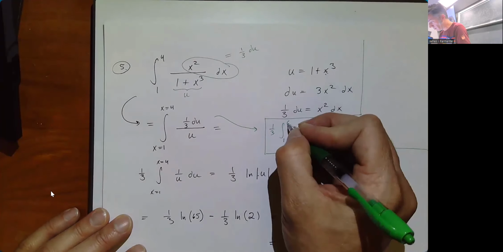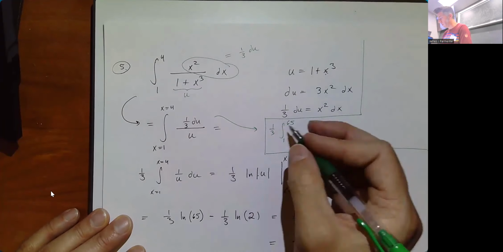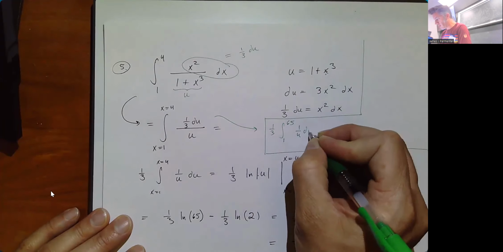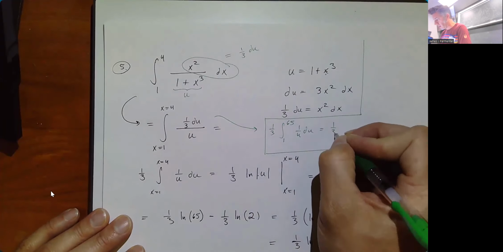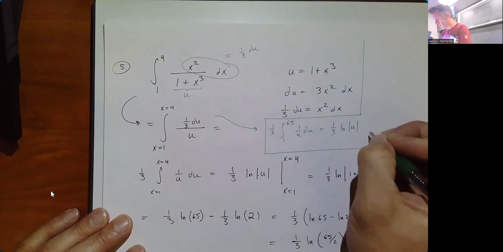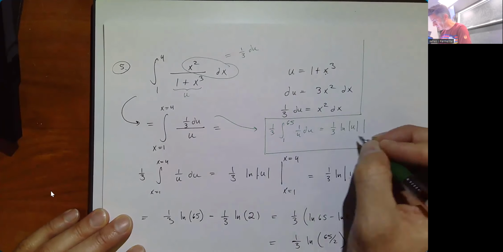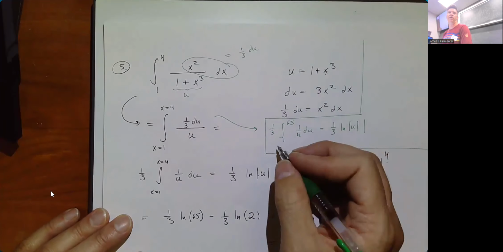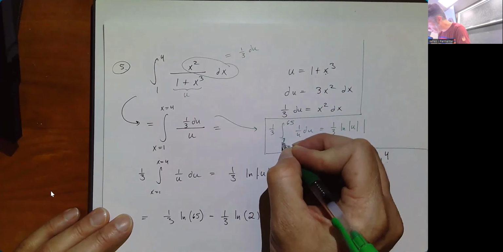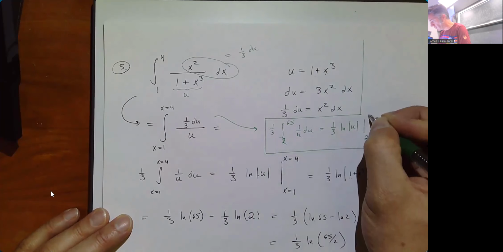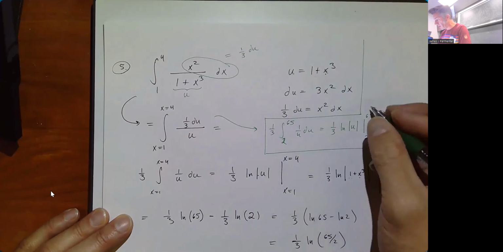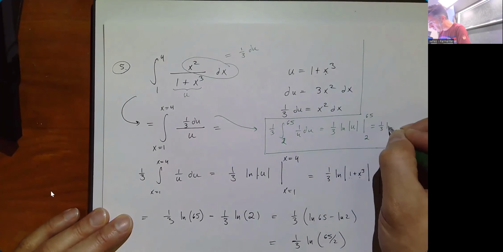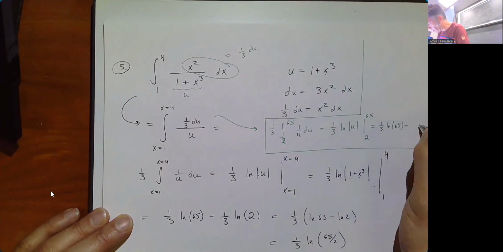Right. And then I just got 1/3 the integral of 1 over u. I integrate, I get 1/3 natural log of the absolute value of u from u equals, oh, sorry, you all said 2 and I wrote 1. I apologize. From u equals 2 to u equals 65. And then if we plug in, we get 1/3 natural log of 65 minus 1/3 natural log of 2.